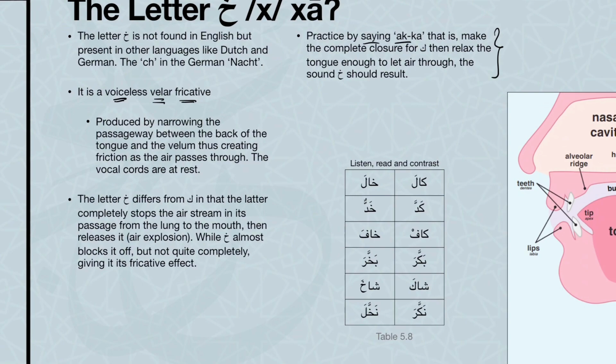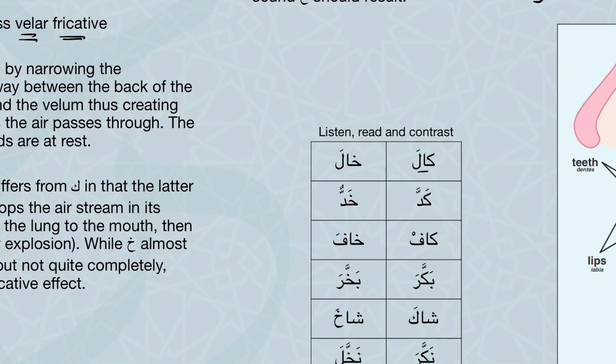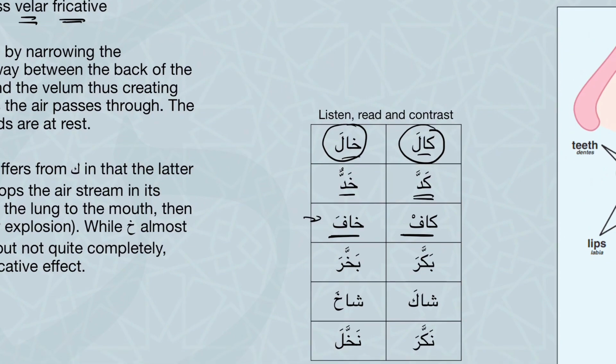Try to sneeze and like ak, this sound naturally will happen. So let's just contrast kaf and kha. So kala, khala, kadda, khaddu, khaddu, kaf, khafa. Khafa is he was scared or he's scared. He was afraid.